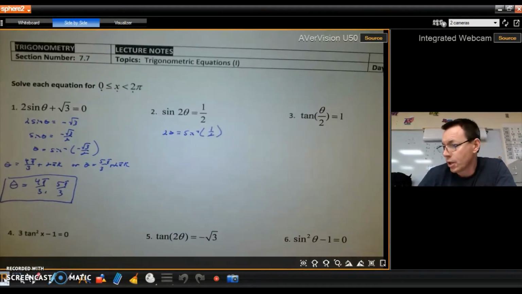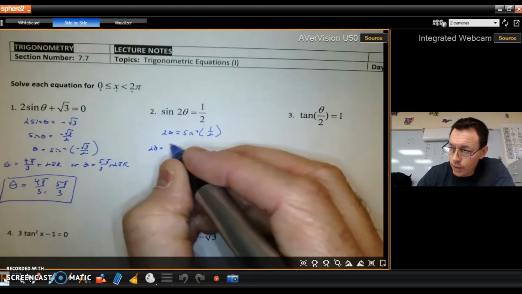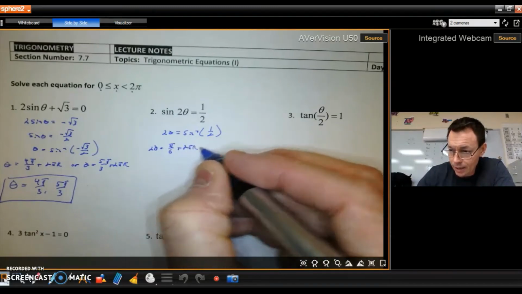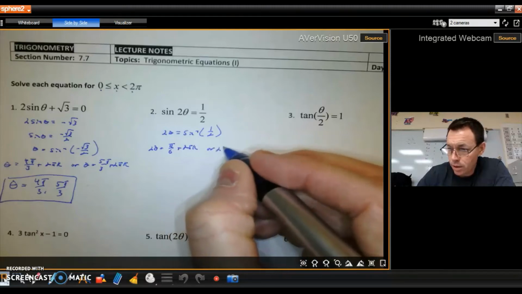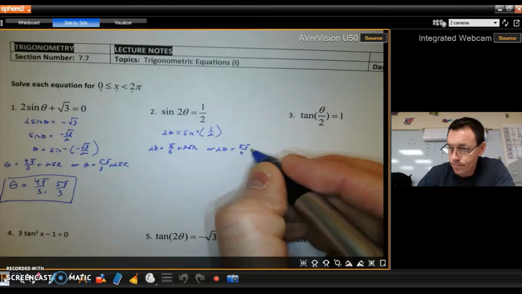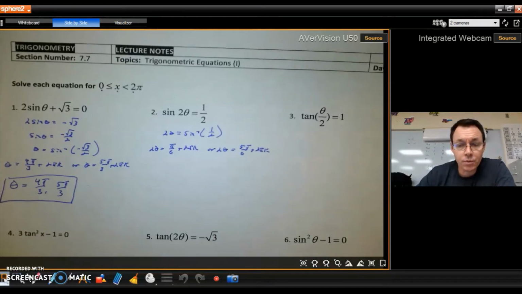So again, go to your chart. Sine is positive in quadrants 1 and 2. So write down the two angles that are in quadrants 1 and 2 that have a sine value of 1/2. And if you do that, you are going to get pi over 6 plus 2 pi k, or 2 theta could equal 5 pi over 6 plus 2 pi k. But on this one, we're not done yet.